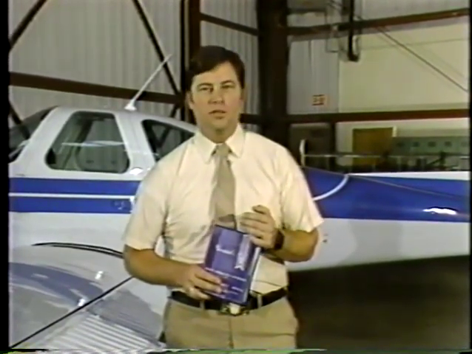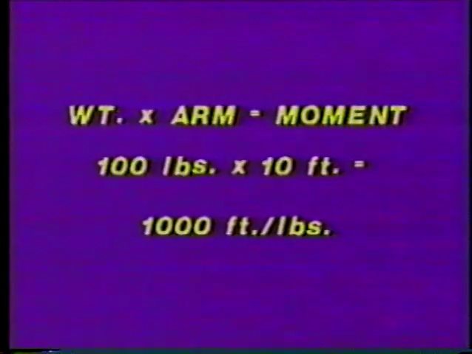If the weight on the teeter-totter is 100 pounds and its location is 10 feet from the fulcrum, what is the force of the weight acting on the board? Or, what is the moment? Using the formula, weight times arm equals moment, we simply fill in the known values. Weight being 100 pounds, arm being 10 feet, multiply weight times arm, and the moment value is 1,000 foot-pounds.